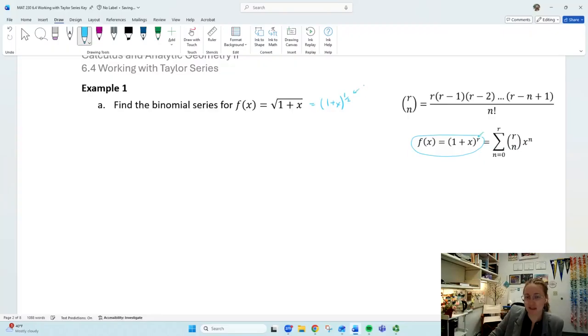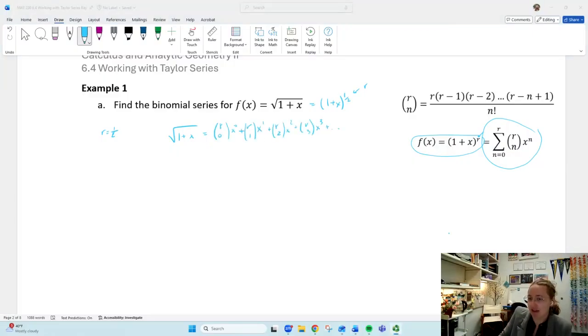My 1/2 is actually going to be my r. So r is going to be 1/2. And I'm really looking at here actually expanding this out. So I'm going to take a second and just use this notation to rewrite this out. Instead of writing it in the summation notation, I actually just wrote it all out.